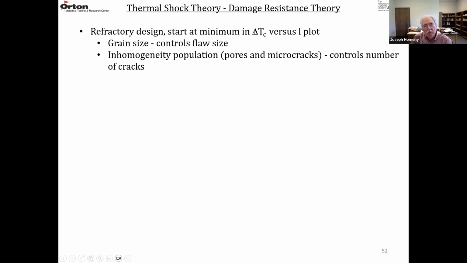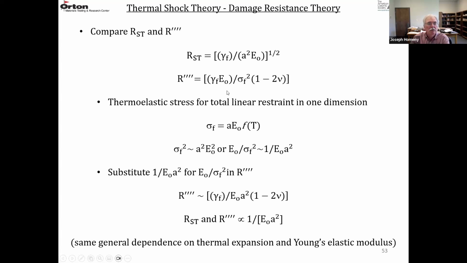So if you start at the minimum in the delta T versus L or crack length plot, you have to control the grain size and the population of flaws, either pores or microcracks. So you have to control the flaw size and the flaw density. Another way I wanted to point out, looking at RST and R4 prime, here's our two equations again.